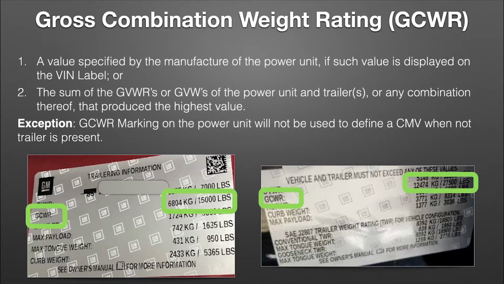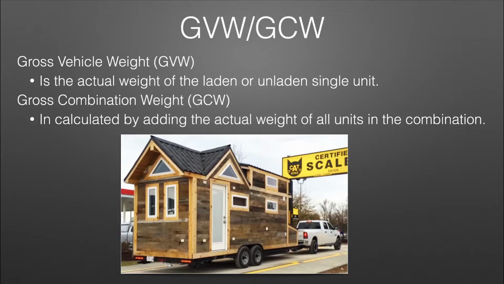27,500 pounds. Now, the second way of determining this is by taking each of the truck and the trailer's gross vehicle weight ratings and adding them together to get your combination weight rating, just like in the previous slide. Or you can take the actual weight. For instance, maybe somebody's going to load a trailer just a little bit heavier, and that takes us into gross vehicle weight and gross combination weight. Now, this is the actual value specified when going across the scale of either the loaded or the unloaded single unit. Now, the combination weight is everything together.